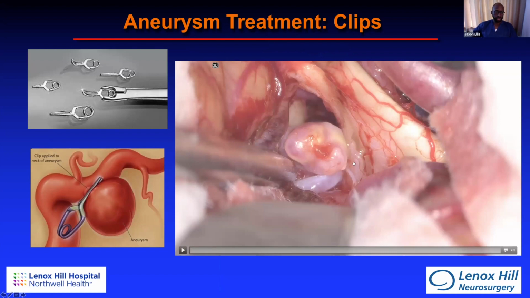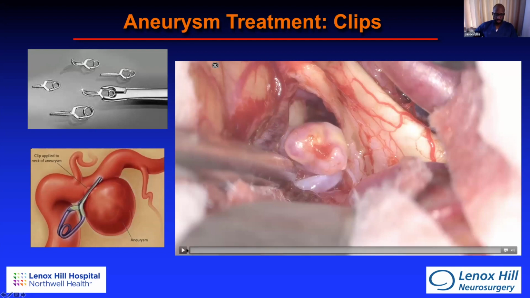I won't get into too much detail about how to treat aneurysms, but traditionally aneurysms have been treated with clips. These are usually titanium mixed alloy clips that we place directly across the neck of the aneurysm to prevent any further blood from flowing into it. You can imagine if the rupture site is here and you put a clip across the neck, there will be no further bleeding through that weakened portion of the aneurysm wall.